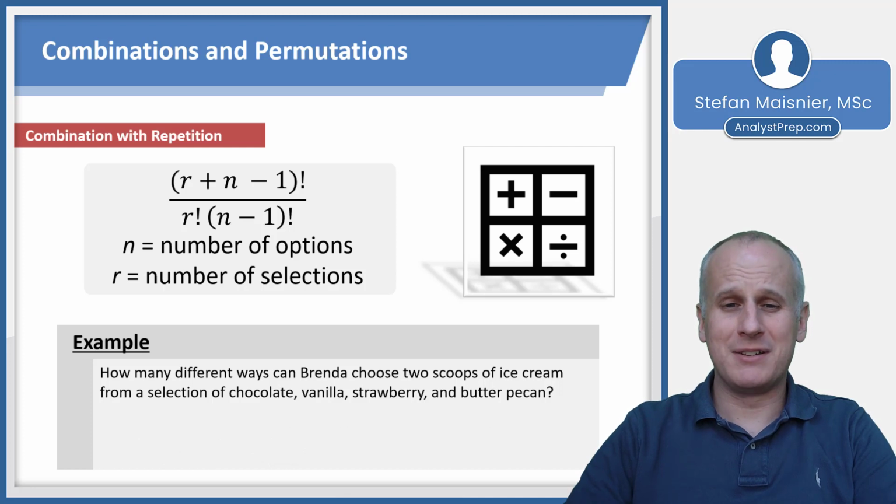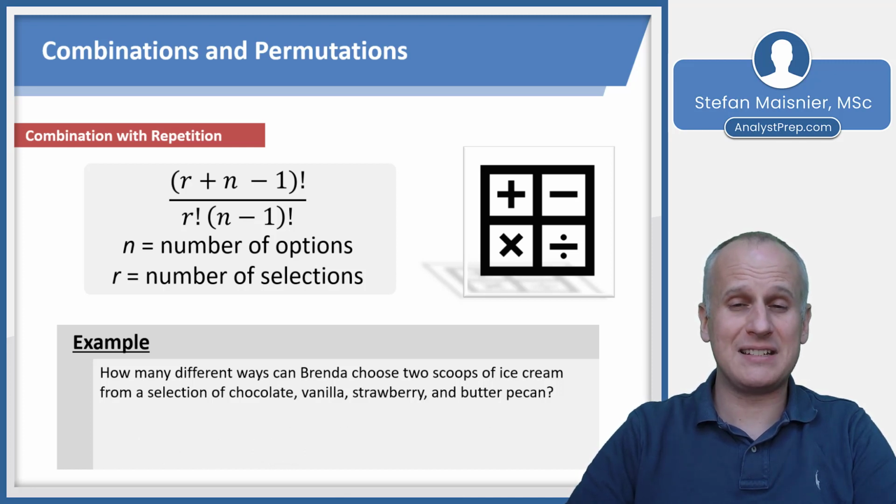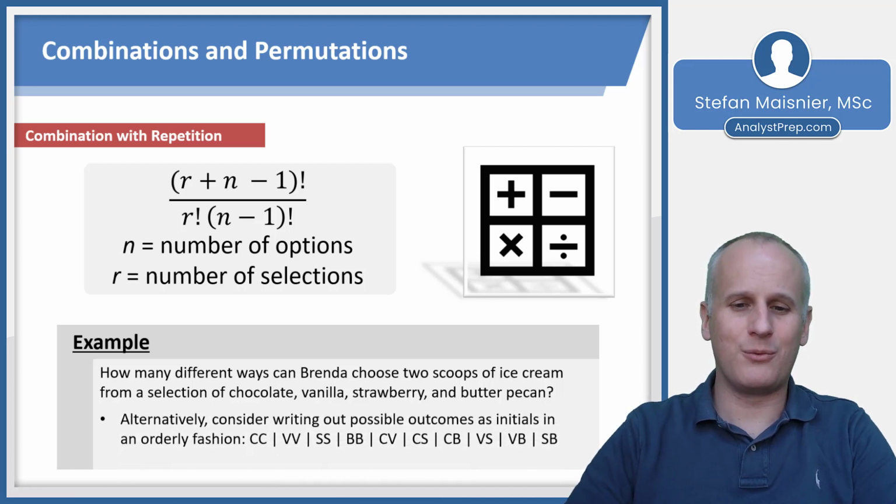Now, you may be saying to yourself, I don't know if I can remember that formula. And if that's the case, it's certainly reasonable in my estimation. But you have to make sure you've got a finite and limited number of options, and you can often test that with the answer choices. So if your answer choices have fewer than 20 options, you might be able to just write out the outcomes as initials in an orderly fashion.